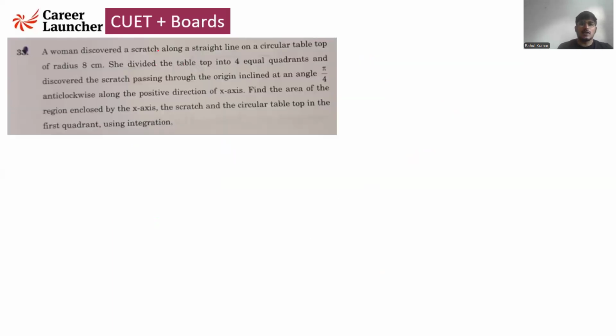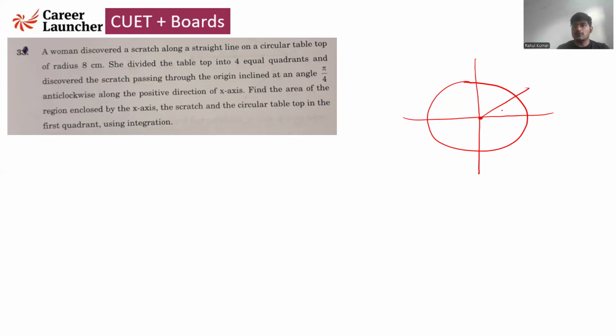A woman discovers a scratch along a straight line on a circular table. So there is a circular table of radius 8 units, and she divides it into 4 parts, meaning the center lies at the origin. Now, the scratch lies at an angle of pi by 4 on this straight line. Now you need to find this area.